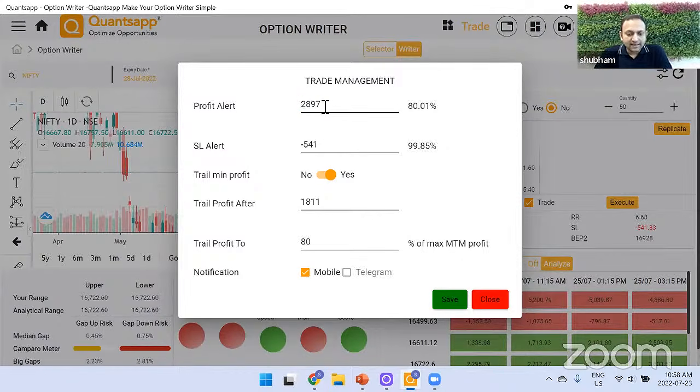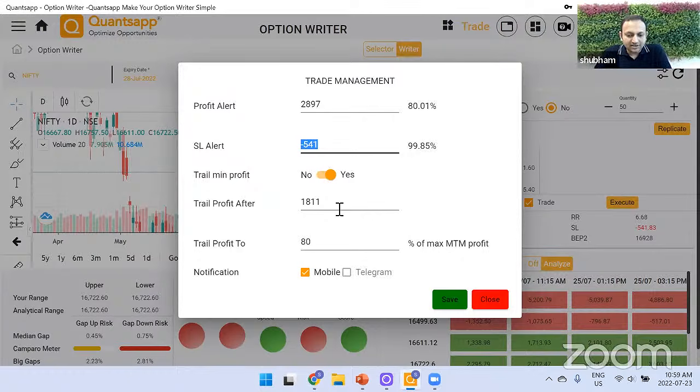So I'm telling the system that whenever I make a profit of roughly 2,900, inform me, so that I can square off my trade and book my profit. It is also setting a stop loss alert, and it is telling me that whenever my stop loss hits, which is 541 rupees in this case, inform me.